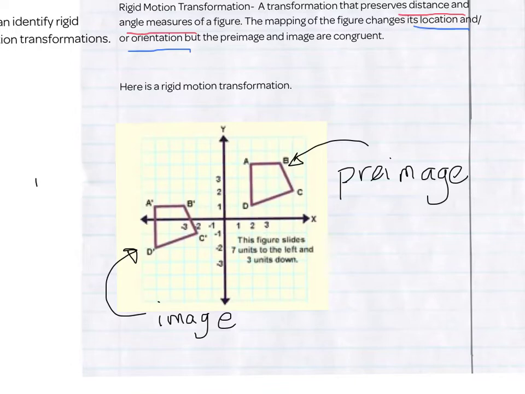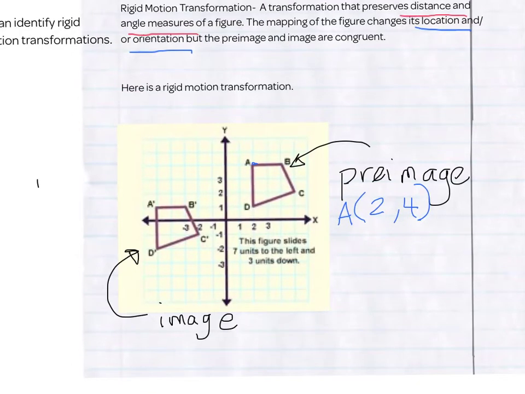So let's look at point A. Here's point A. Let's figure out where that point is. It appears that point A is at (2, 4), over 2, up 4. And let's figure out where A prime is. That's how you're going to read the image. That is a prime marking right there, the little dash thing, so we're going to call it A prime. A prime is at (-5, 1). So these are the coordinates, or the mappings, of these two points.